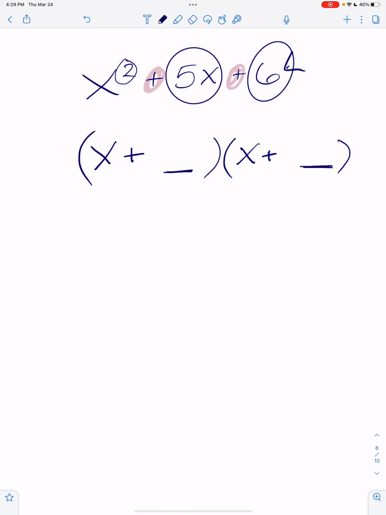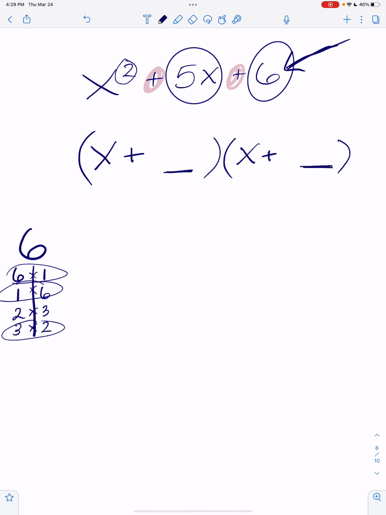So what I like to do is start right here with my constant. I like to factor it out, meaning what two numbers can be multiplied to equal 6? Well, right off the bat, we know that any number multiplied by 1 is always going to be equal to itself, and the opposite is true as well. Those are different sets. So 6 times 1 is going to equal 6, and 1 times 6 is going to equal 6. What else can be multiplied to equal 6? In this case, it's 2 times 3, or 3 times 2. Either of those will equal 6. So it can be any of these sets of numbers.